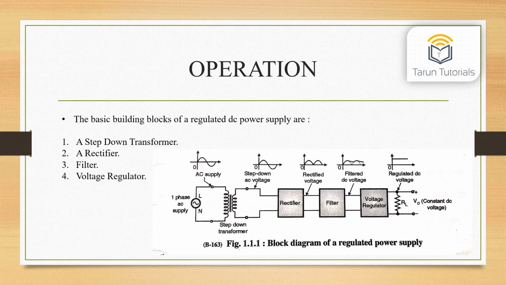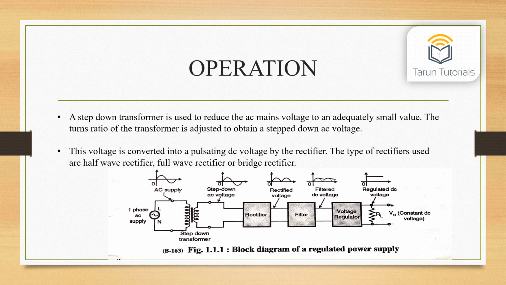Operation. The basic building blocks of a regulated DC power supply are: first, a step-down transformer; second, a rectifier; third, filter; and fourth, voltage regulator. A step-down transformer is used to reduce the AC mains voltage to an adequately small value. The turns ratio of a transformer is adjusted to obtain a step-down AC voltage. This voltage is converted into a pulsating DC voltage by a rectifier. The type of rectifiers used are half-wave rectifier, full-wave rectifier, or bridge rectifier.